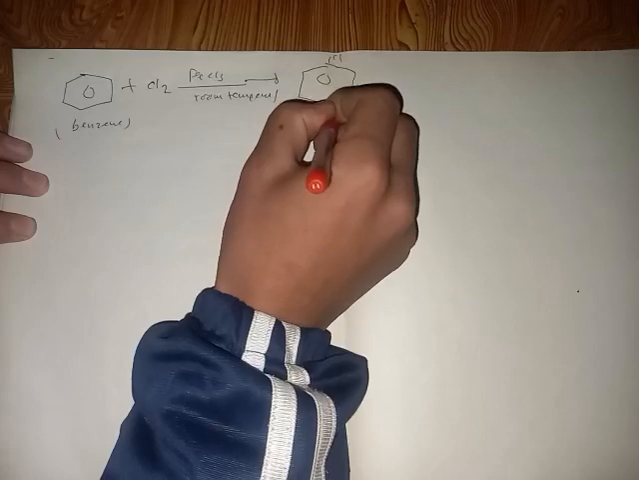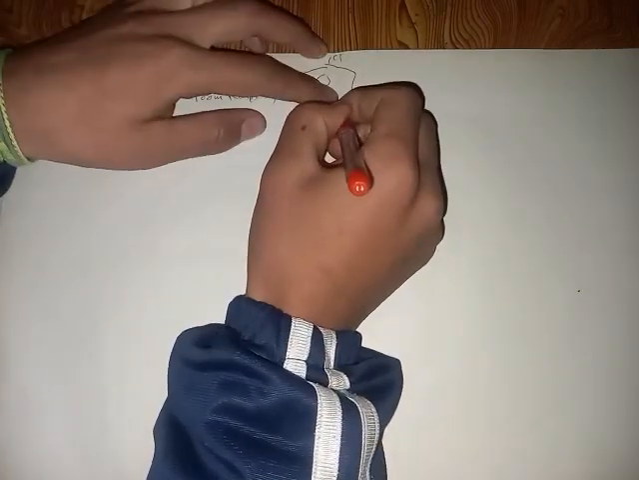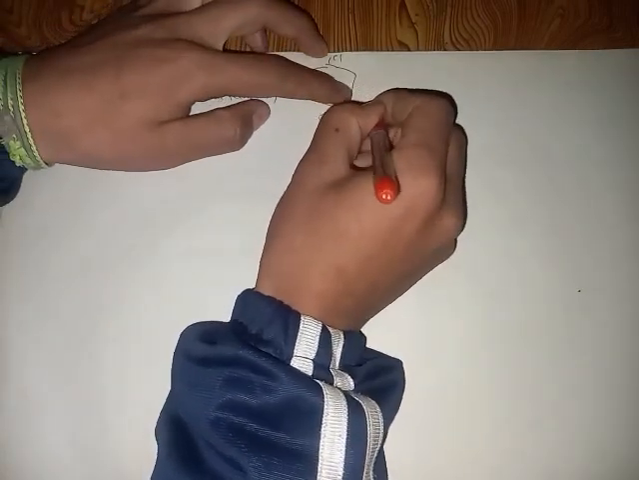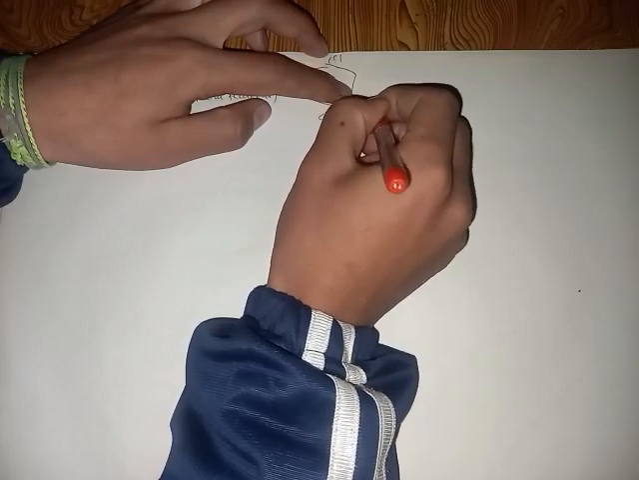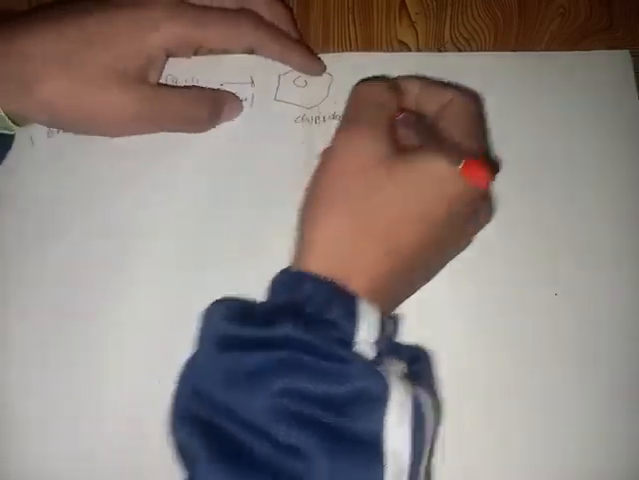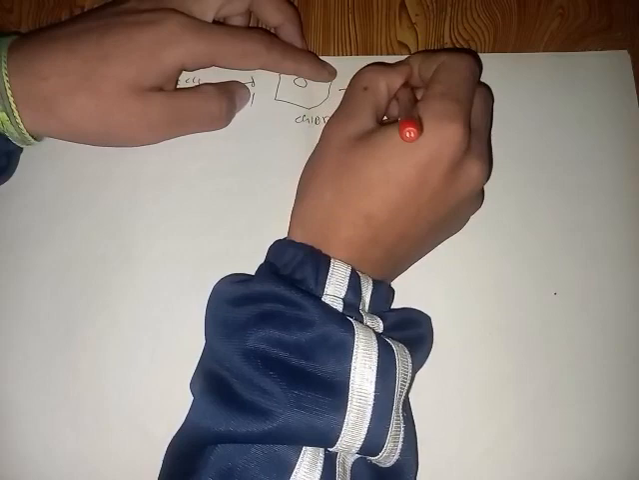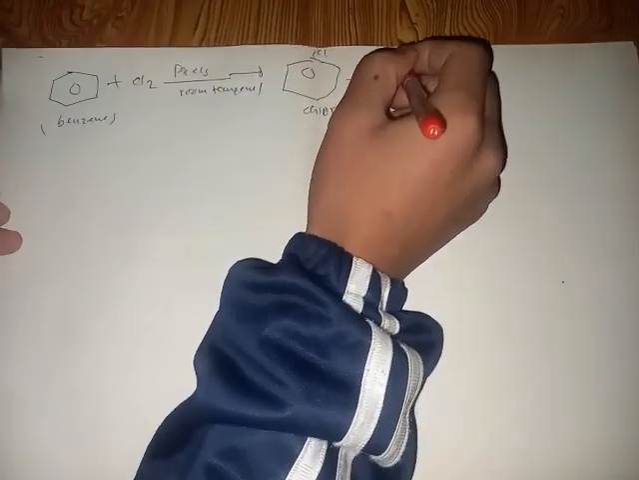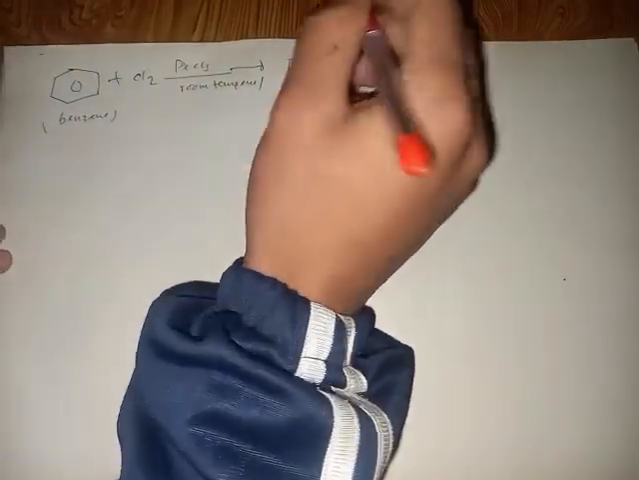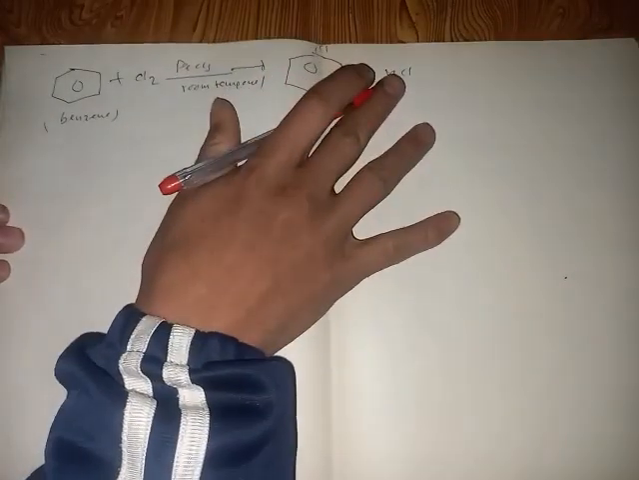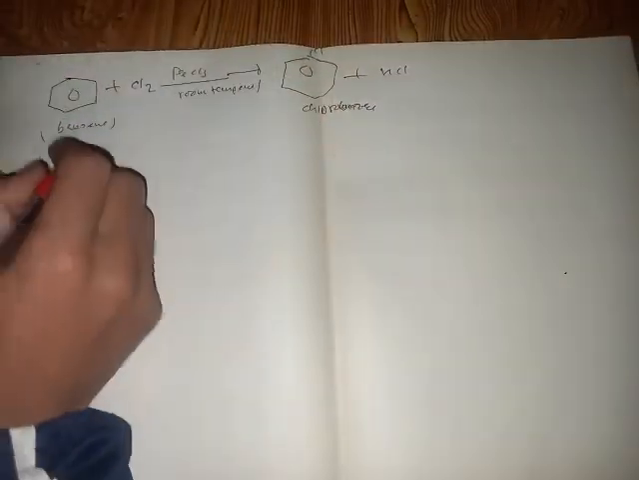The name of this compound is chlorobenzene, and the side product is hydrochloric acid. And bromobenzene can be prepared in a similar way, using Br2 in the presence of FeBr3.